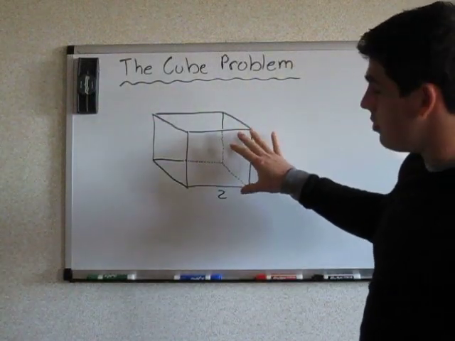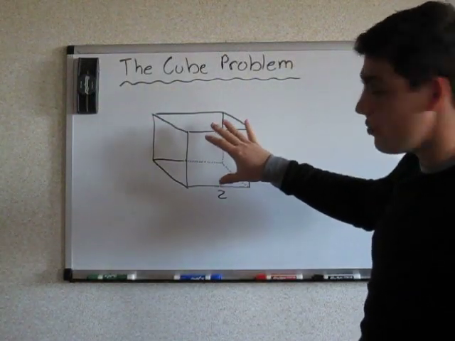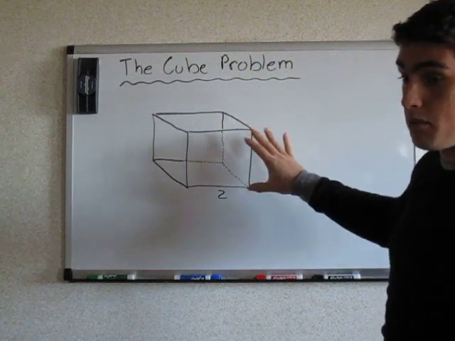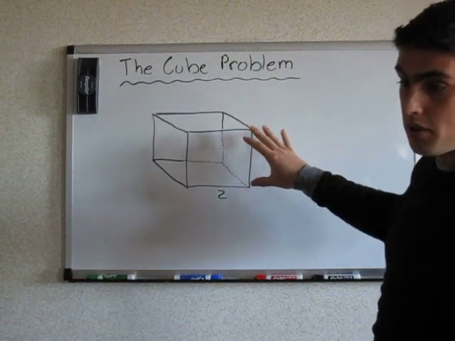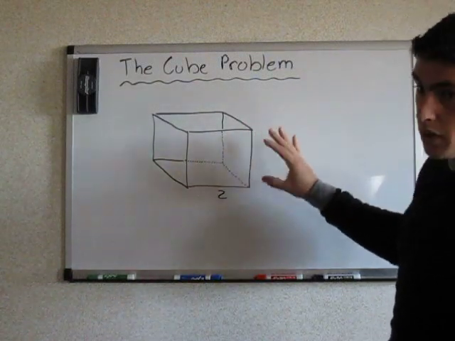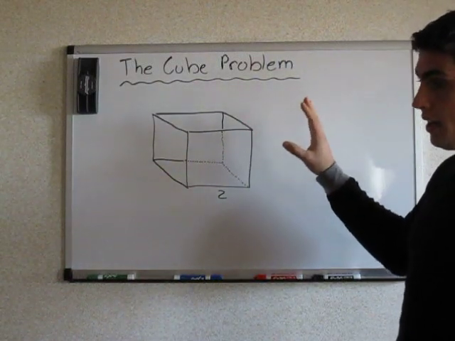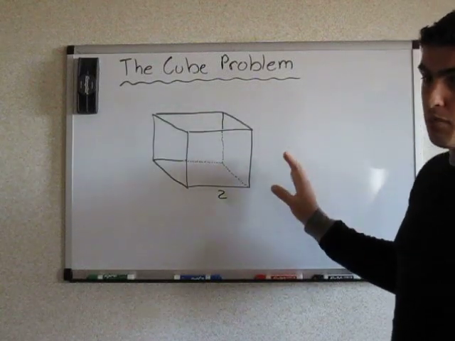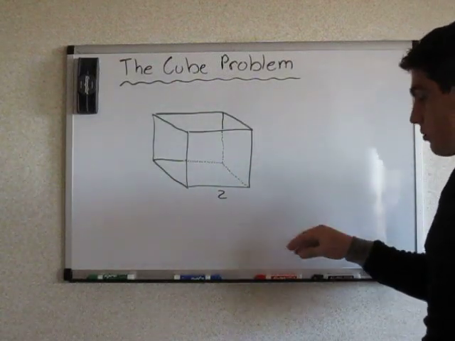So what they generally give you is some kind of cube or some kind of three-dimensional figure. It doesn't necessarily have to be a cube. It could be a rectangular prism or any kind of three-dimensional object resembling a cube. But it is the same method regardless of the circumstance.